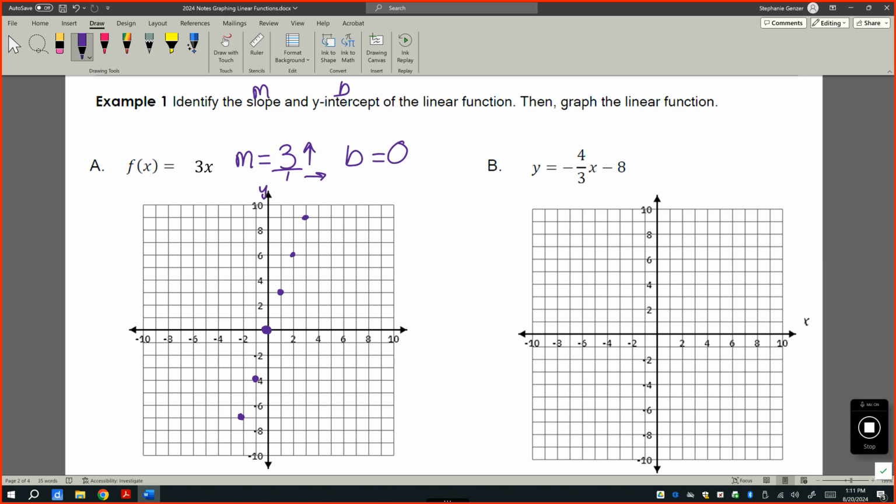And you guys, you can't really mess this up, because if you happen to move the wrong way, you'll know it because it won't look like a line. It'll look like a weird, okay? So if you mess that up, it's easy to fix.